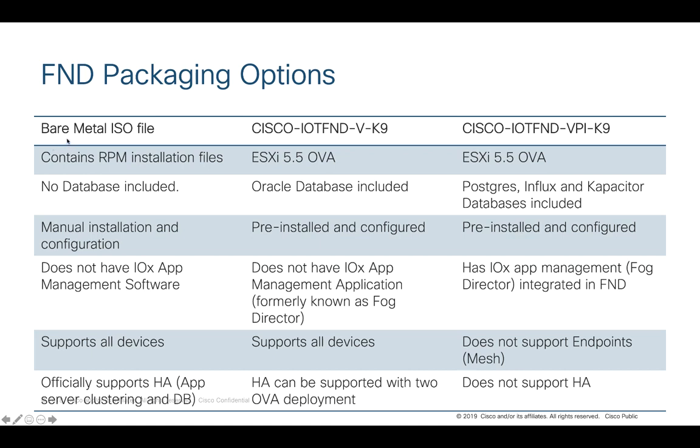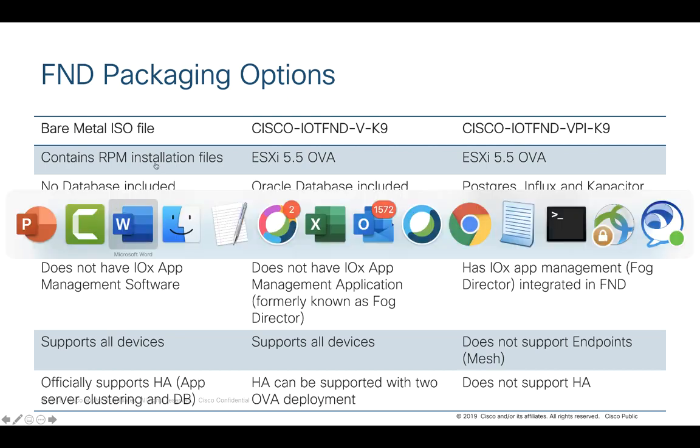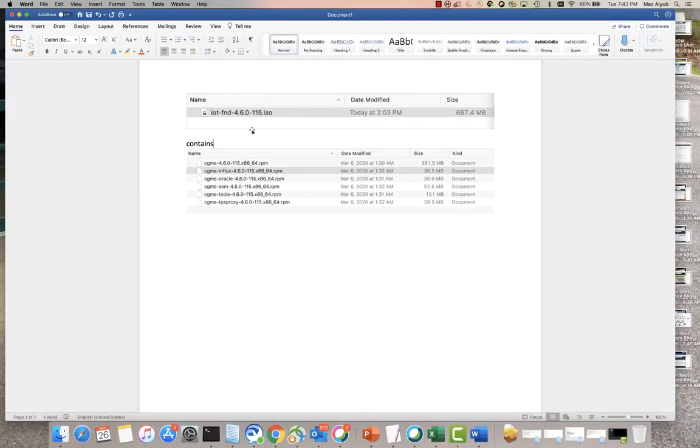The VK9, which is also the bare metal ISO file, contains just the RPM installation files. So if you were to download the ISO file from CCO and expand it, you will find that inside it, it contains just the installation files for all the different modules. So you've got the CGNMS software, you've got the Influx database scripts, you've got the Oracle scripts, you've got the software security module tools, and the TPS software.